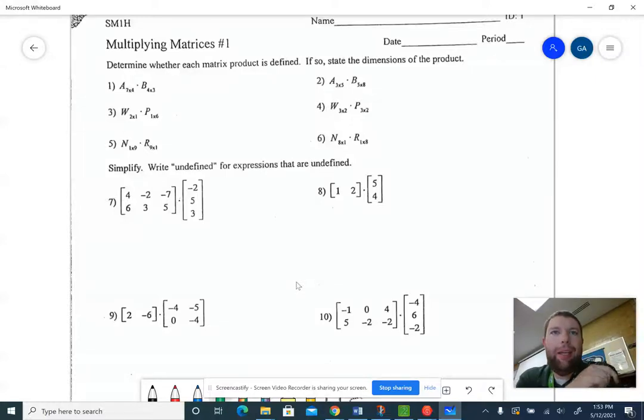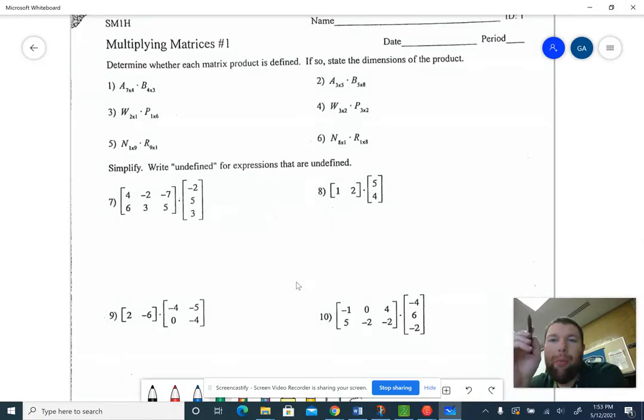Hello, everybody, and today we are going to be talking about multiplying matrices. So, first thing we need to understand about matrices is there is something specific we have to look for in their dimensions in order for it to work.